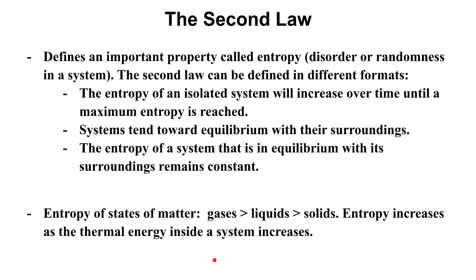So the second law is going to be defined in a couple different ways, and you can look here at this list that's made. The entropy of an isolated system will increase over time until a maximum entropy is reached. Okay? Systems tend toward equilibrium with their surroundings, and the entropy of a system that is in equilibrium with its surroundings will remain constant. Entropy, this is the note at the bottom here, for states of matter: gases are going to have the highest entropy, then liquids, and then solids.